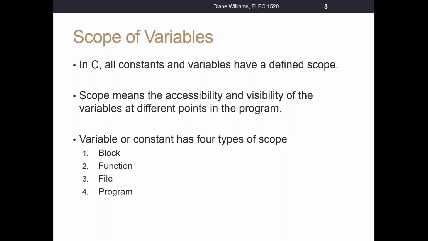So variables or constants have four types of scope: block scope, which is what we have seen when we declare something inside of main; function scope, well, now that we're writing functions, we'll see that variables have scope or visibility and availability just local to that function. Right. File scope, we only have one C file at this point. That really won't affect us. And program scope also relates to multiple files.